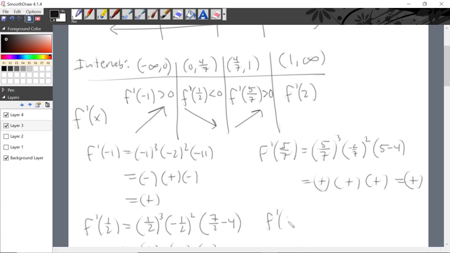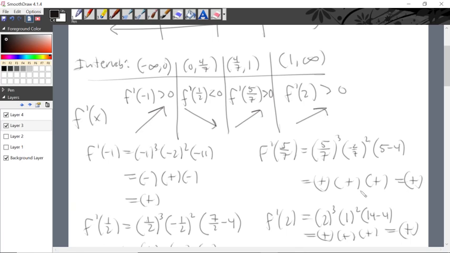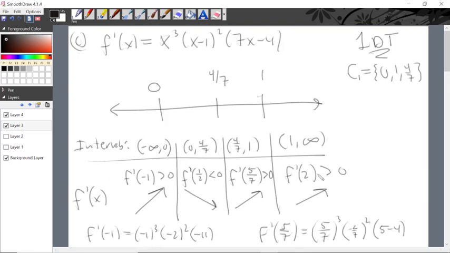So f prime of 2, we have 2 cubed, that's positive. And then we have 2 minus 1 squared, so that's 1 squared, that's positive. And then 7 times 2 is 14, 14 minus 4, and that's positive. All right, so we get positive, positive, positive, and that's overall going to be positive there. So this is increasing on 1 to infinity as well.